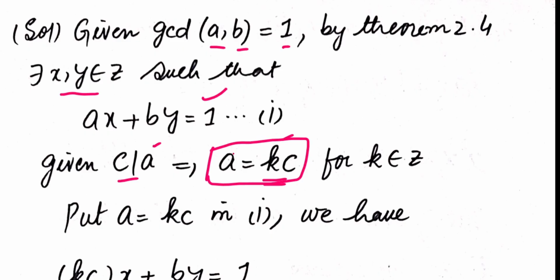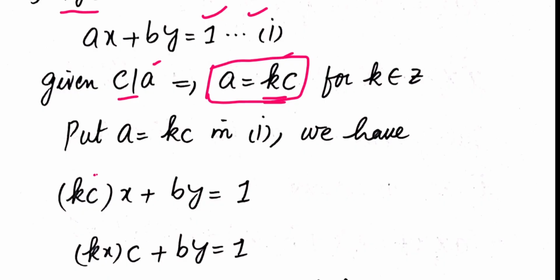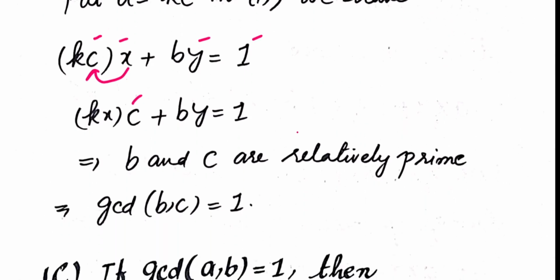Substitute this value of A in equation number 1. So we have kC into x plus B into y is equal to 1. We take x inside the bracket and C outside. So this becomes kx into C plus By is equal to 1. This shows that B and C are relatively prime. This shows the GCD of B and C is equal to 1. That completes part B.